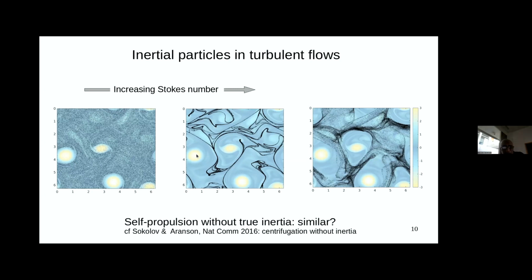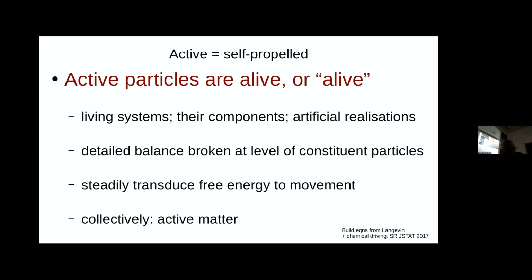Now, it has recently been suggested that self-propulsion without true inertia can, in a fluid, display behavior similar to inertial particles. Sokolov and Aronson, for instance, pointed out that you can have particles being centrifuged out of a region because the orientation, which determines the direction of their autonomous velocity, can be made to point outward, and you can get an effective inertial effect in that sense. So these kinds of ideas and others prompted us to look at the problem of active particles in vortical flows.